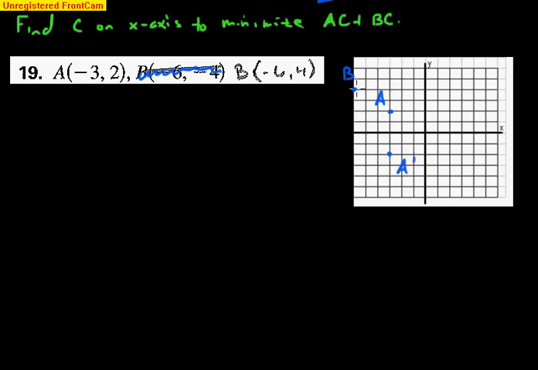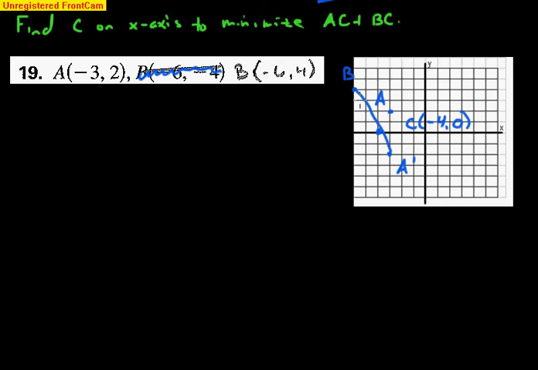There's A prime. And then I'll do my best to draw a straight line down from B down to A prime. That's as good as I could do. But you should notice that it's going to go through a nice point, and that point it's going to go through is right here, at -4. So your C that you're looking for here is -4, 0.